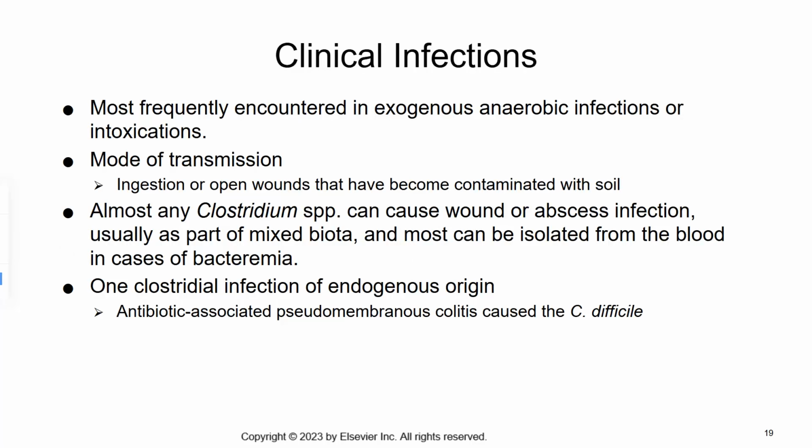Clinical infections most frequently encountered are exogenous anaerobic infections or intoxications. Modes of transmission: ingestion, or open wounds that have become contaminated with soil. Almost any Clostridium species can cause wound or abscess infection, usually part of mixed biota, and most can be isolated from the blood in cases of bacteremia. One Clostridial infection of endogenous origin is antibiotic-associated pseudomembranous colitis caused by C. difficile. C. difficile was one of those, like Cutibacterium and Propionibacterium, that used to be called Clostridium difficile, and now it's Clostridioides difficile.